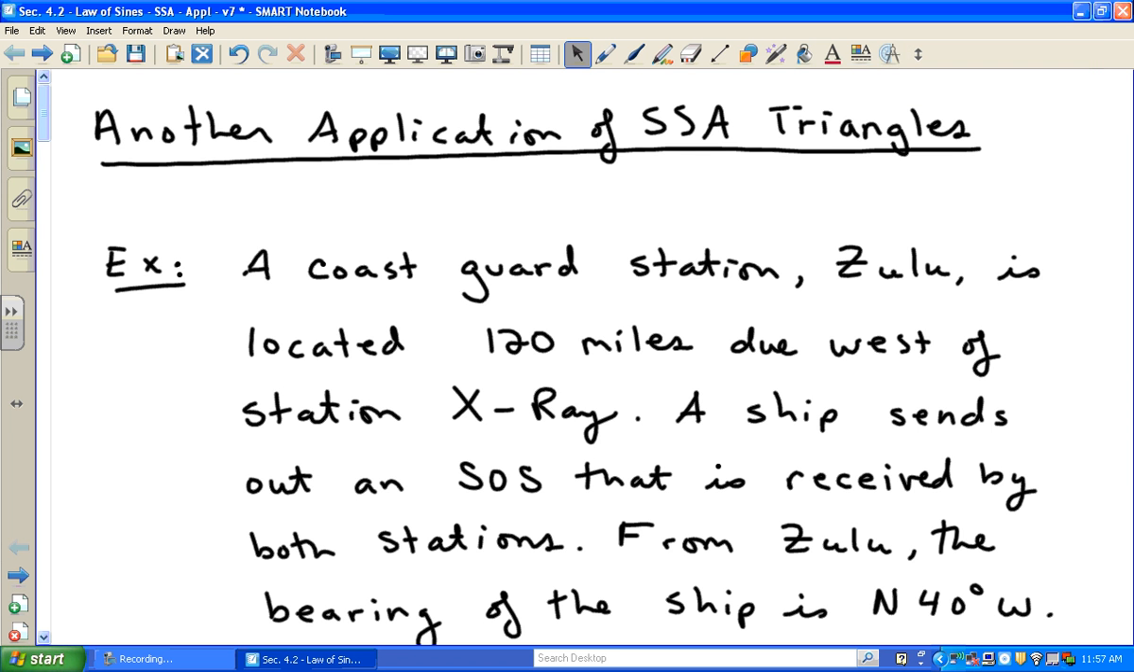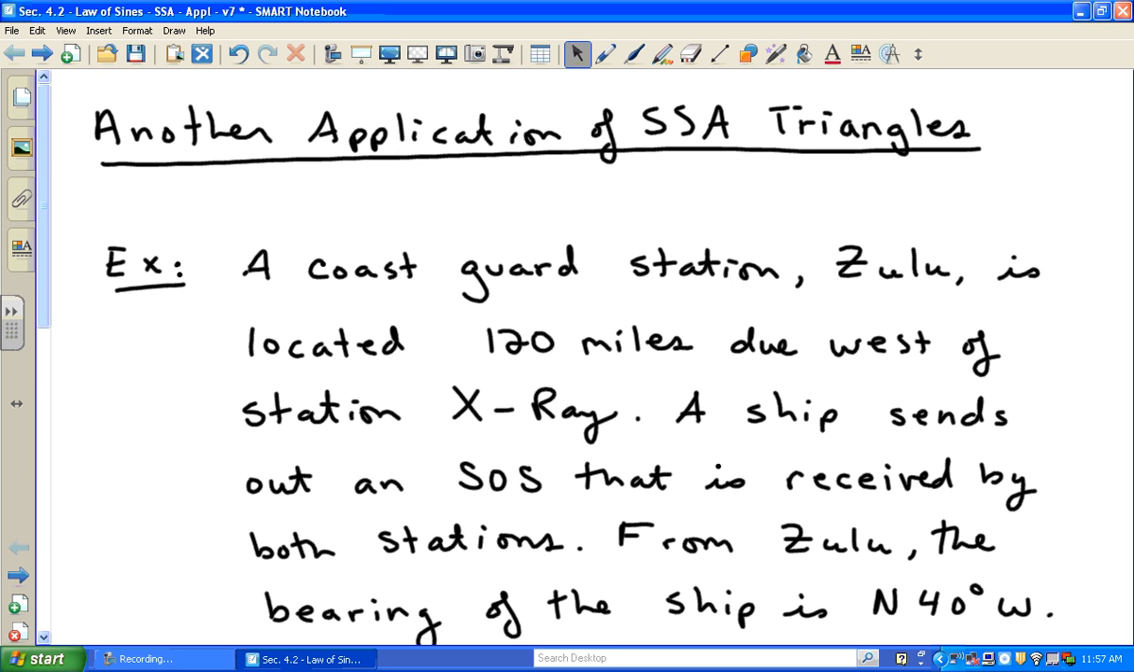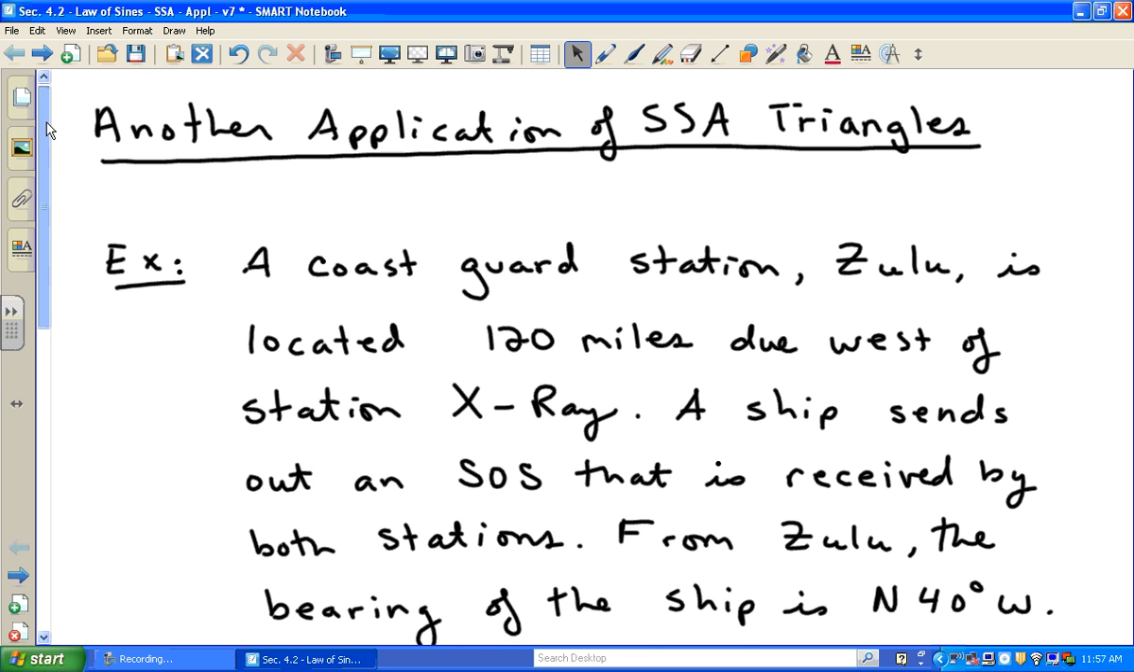I'd like to now look at another application of side-side-angle triangles. In this example, it says that a Coast Guard station, Zulu, is located 120 miles due west of station X-ray. A ship sends out an SOS that is received by both stations.